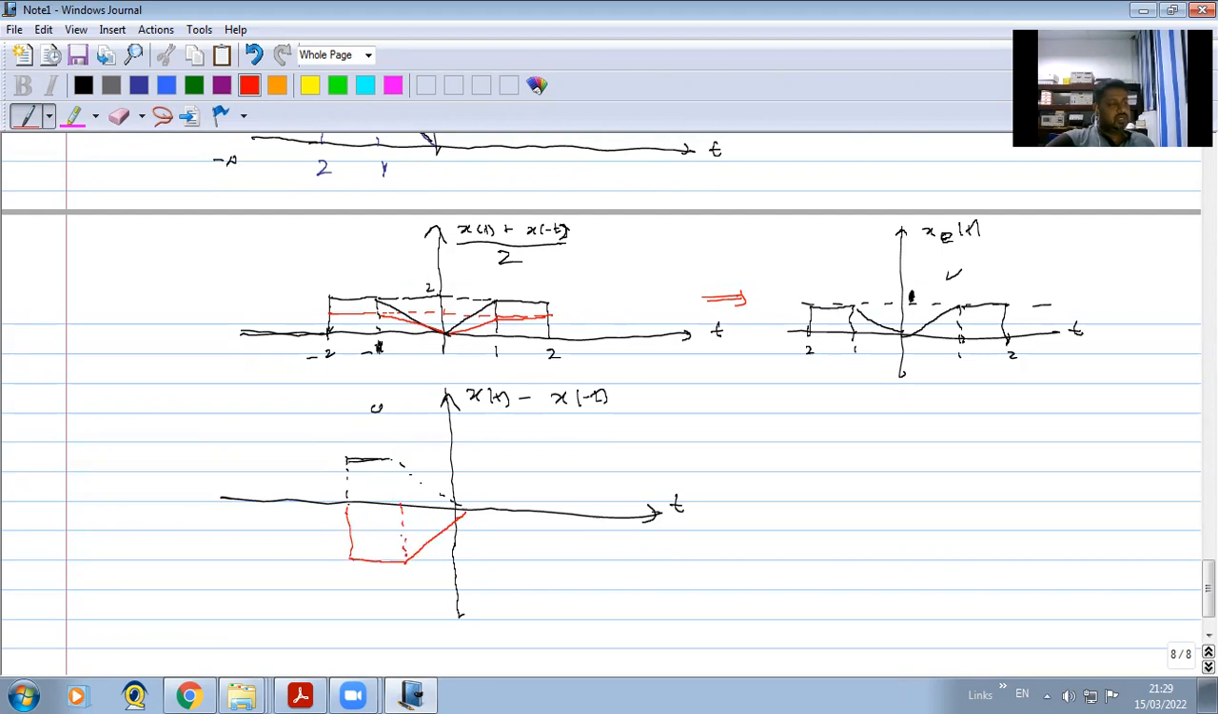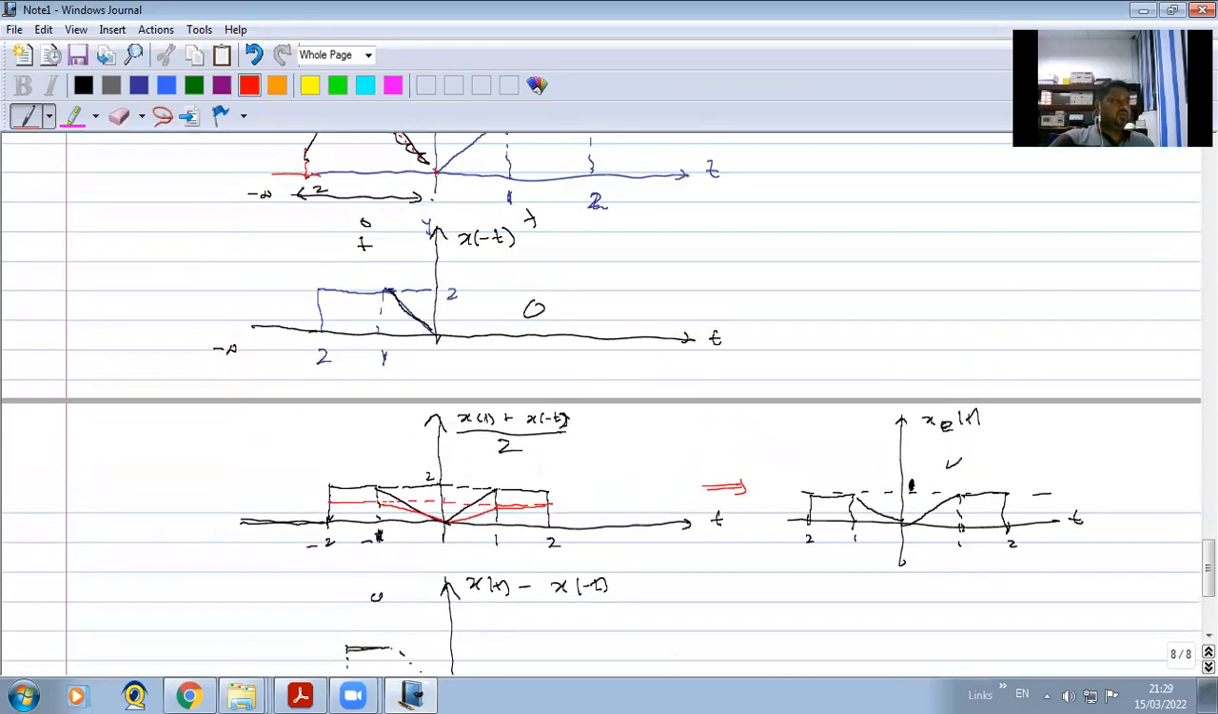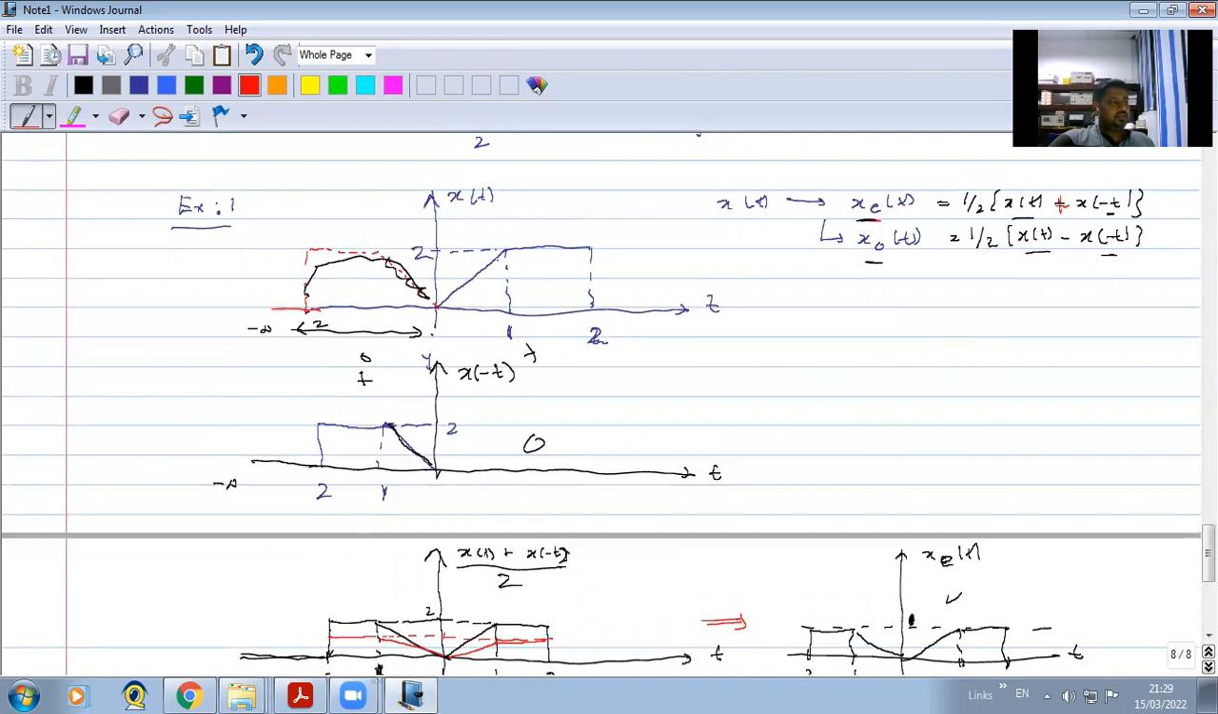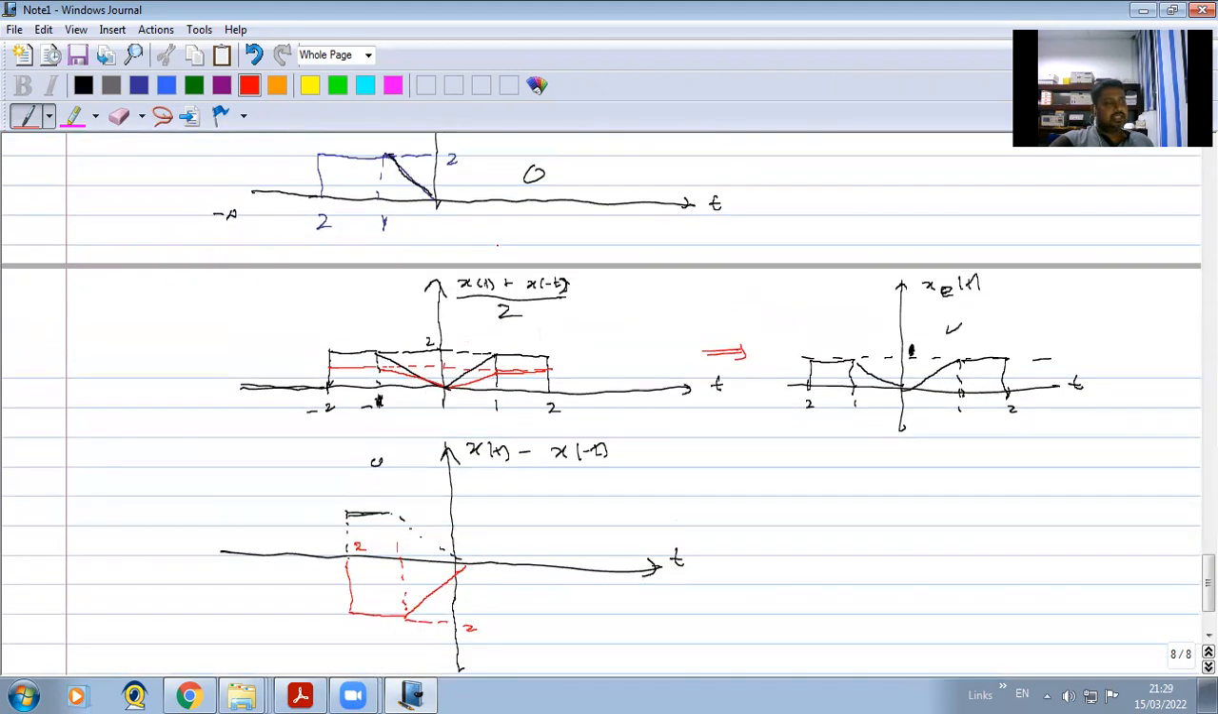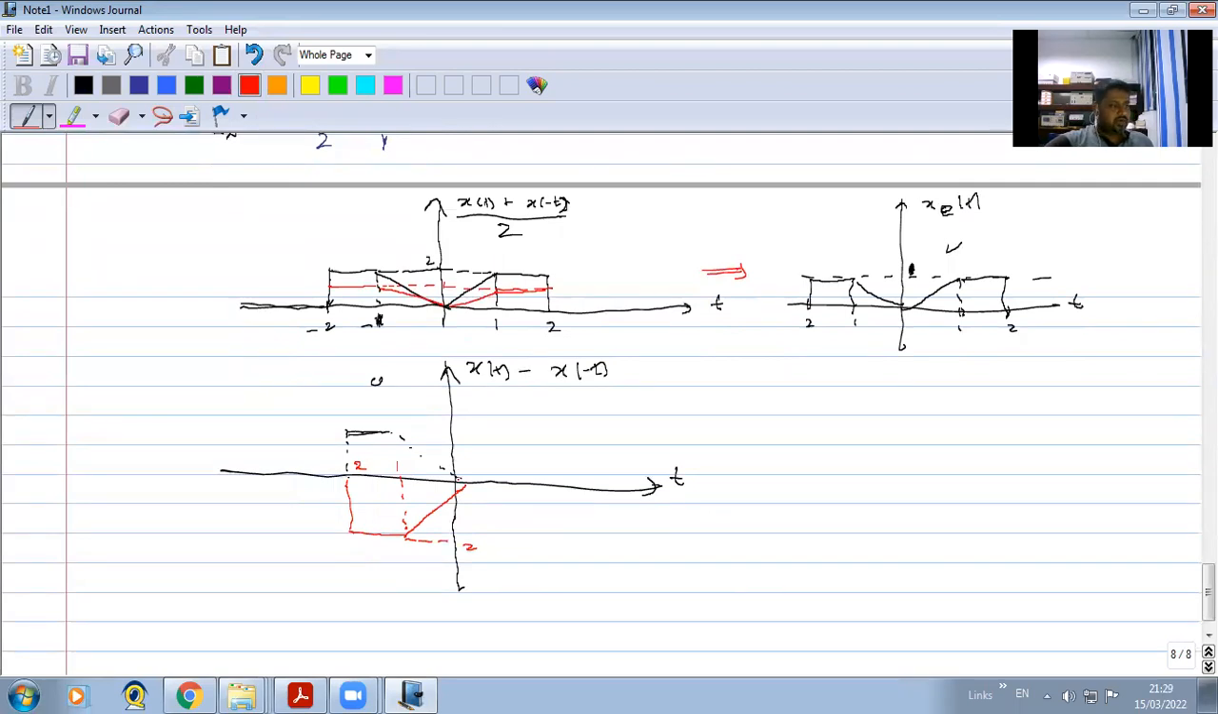So this is 1, this is 1, and this is 2, and this is 2. This is the actual signal. And if you remove this signal, x(t) minus x(minus t), so here it is 0. So this part minus 0, that means you will get the same part, no? This part minus 0, so you will get the same part. So here you will have the same part like this.